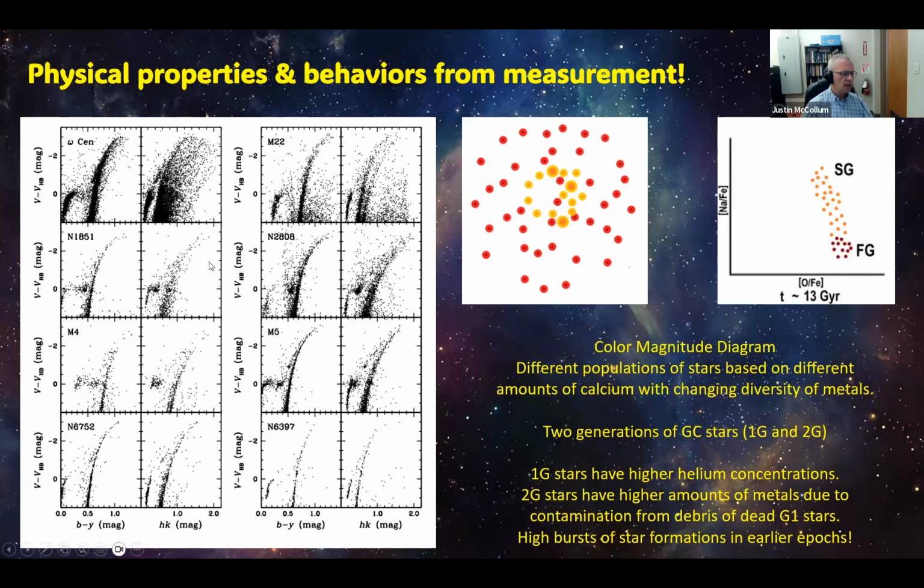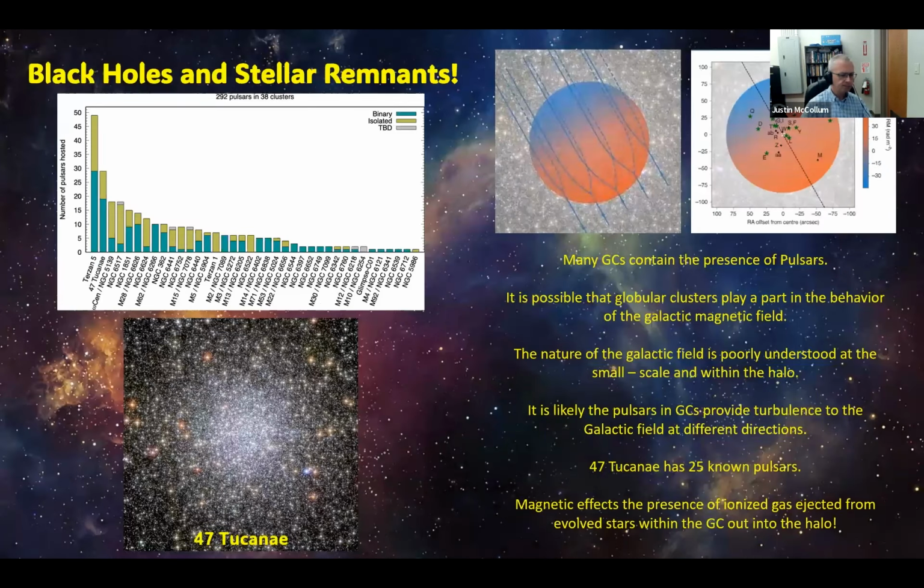Calcium is forming in the more massive 1G stars, so when they blow apart, the 2G stars will collect more of that calcium and they'll be more prominent in the spectrum. When we take the light and split it into its colors, we can look at the chemistry of these stars.